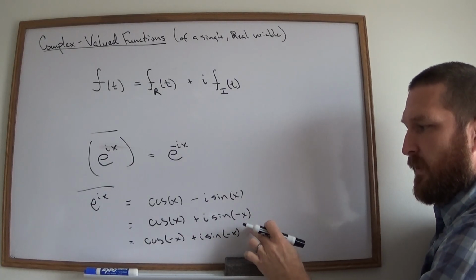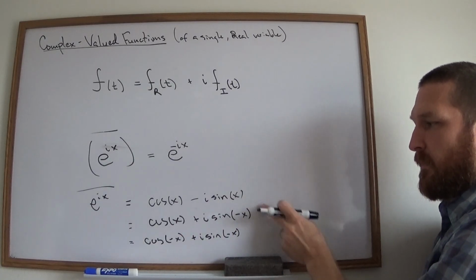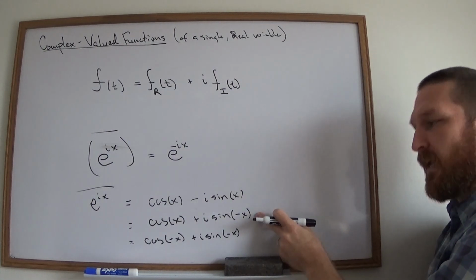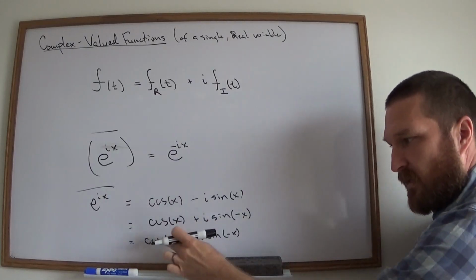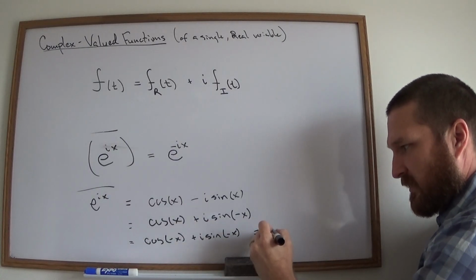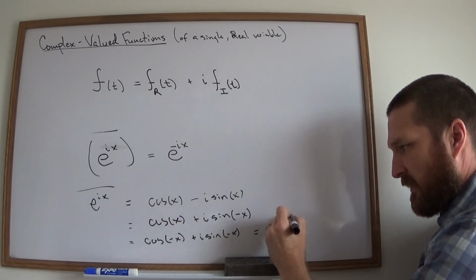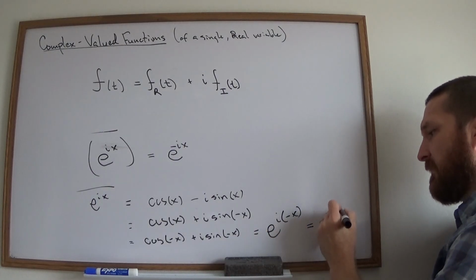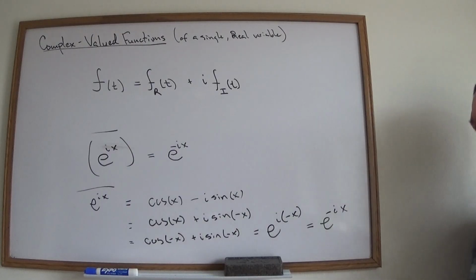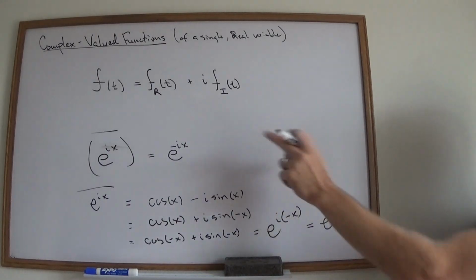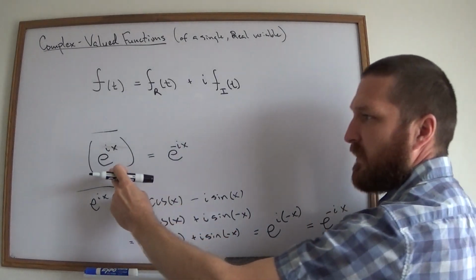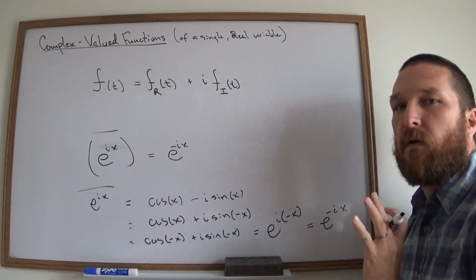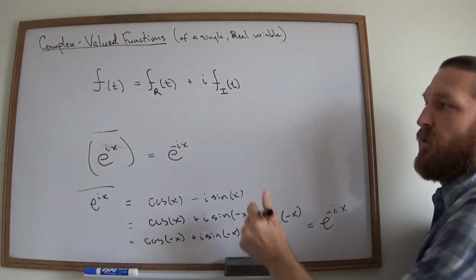Negative sine x is the same thing as sine of negative x. And so this, just by definition, is the same thing as e to the I negative x, which is the same thing as e to the negative I x. And so yes, it does work. You want the conjugate of e to the I stuff, simply make the I negative. And that works no matter how crazy your function is.